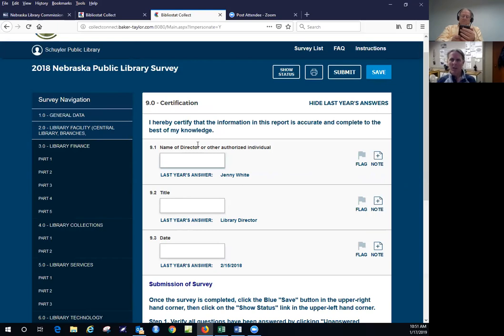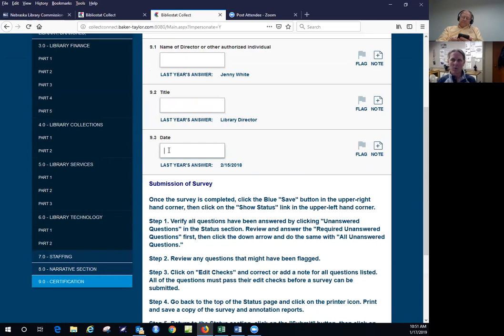And then we get to the certification section. So you would just enter your name here. Typically this is going to be the director. In some cases it might be someone else, like the assistant director. I have a few libraries that have board members enter their data on Biblostat. So what I want to know here is who entered the data, so if I have questions, I know who to contact to follow up with. And then the title of that person, like I said, board president. Most of the time it's going to be library director. And then the date that you are submitting the survey.